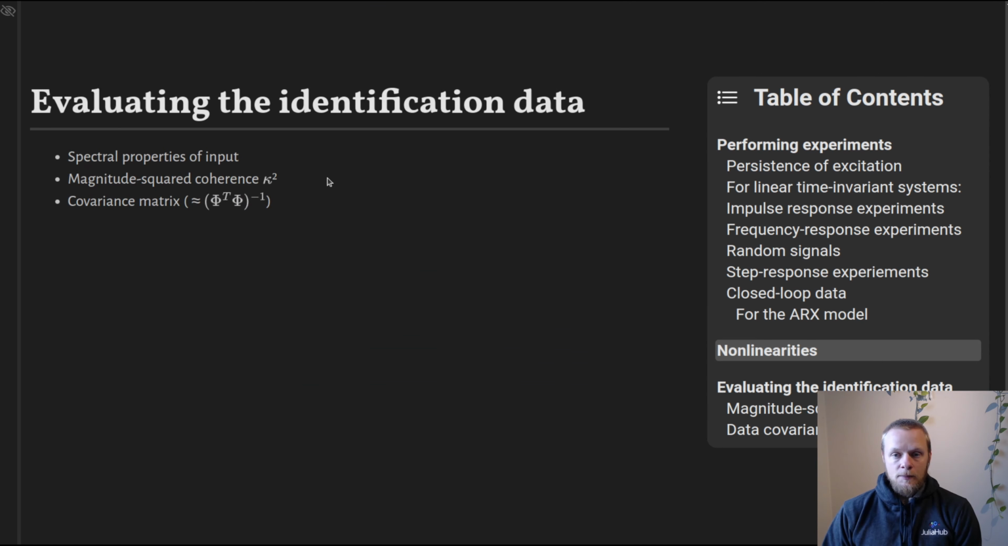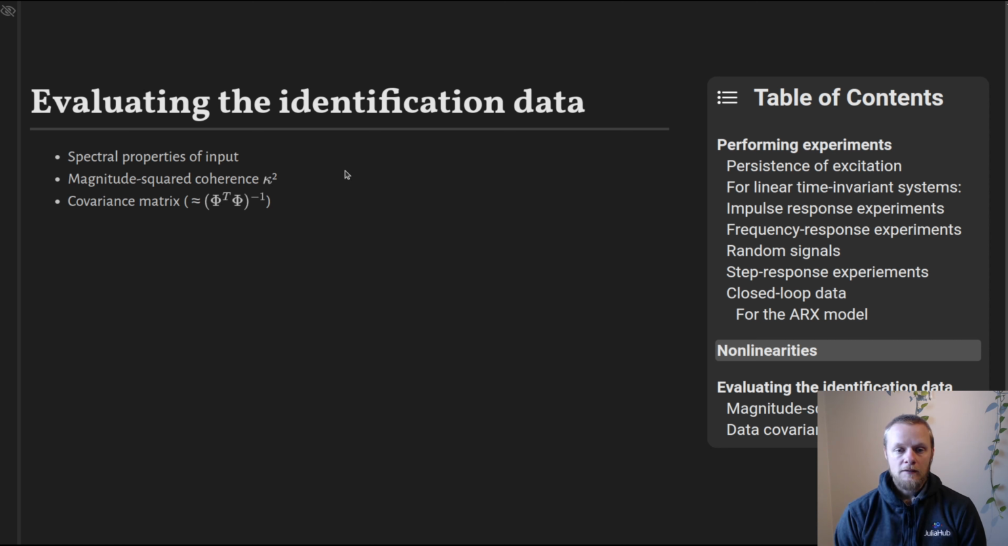All right, the last topic we'll talk about is how we evaluate the identification data we have obtained to see if it's any good for system identification. We have already looked at the spectral properties of the input. We can plot the spectrum of the input, and for frequencies where the input contains a lot of energy, we might be able to estimate a model of the system. But for frequencies that are not present in the input, we can't estimate a model that is accurate for those frequencies.